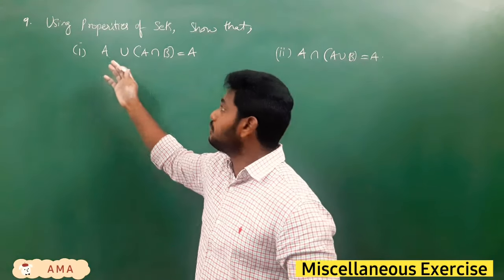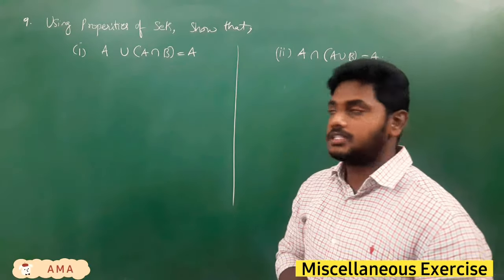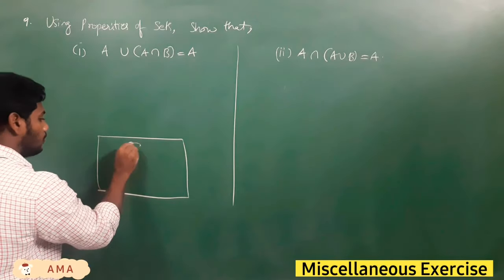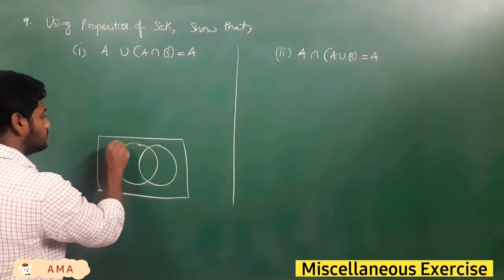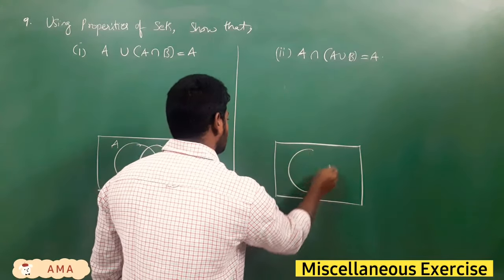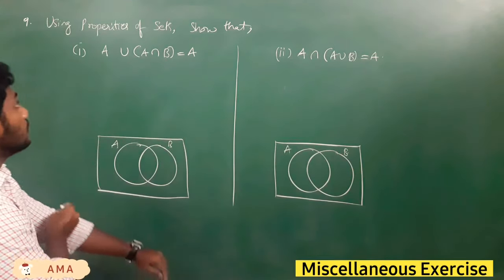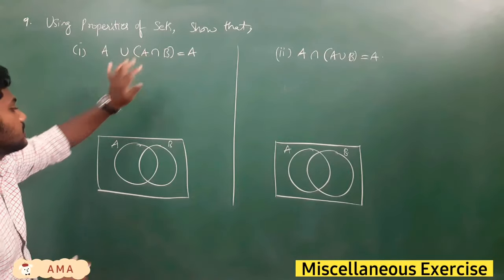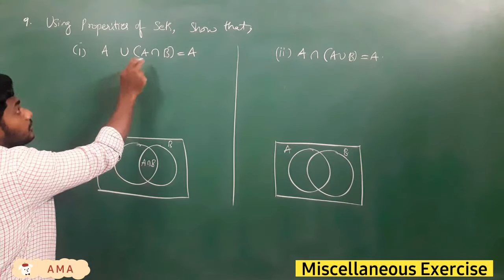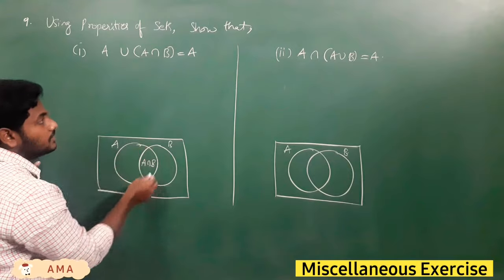Show that A union of A intersection B equals A, and also A intersection of A union B equals A. I will draw the Venn diagram of set A and set B. This is set A and this is set B. Now what are they asking? A union of A intersection B. This part is called A intersection B. A union of A intersection B is nothing but A only.